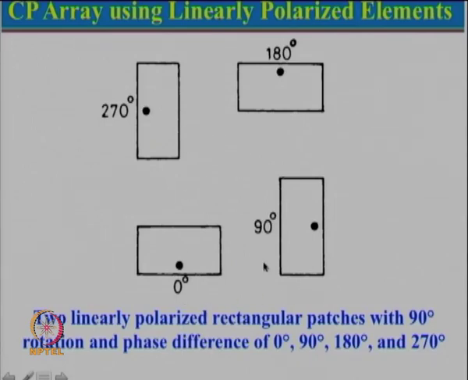Now, think about this here, the same thing rotated by 90 degrees. So, now it is fed over here. In this particular case, this will be the E plane. So, this is the E plane in the horizontal, this is the E plane in the vertical, and the phase difference between the two has been kept as 0 degree and 90 degree.